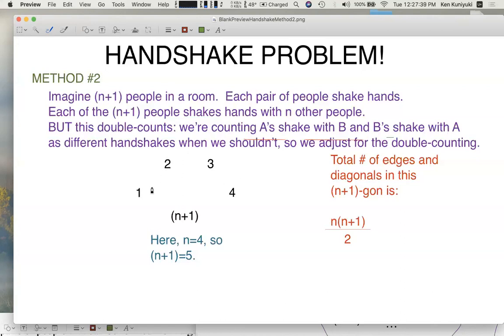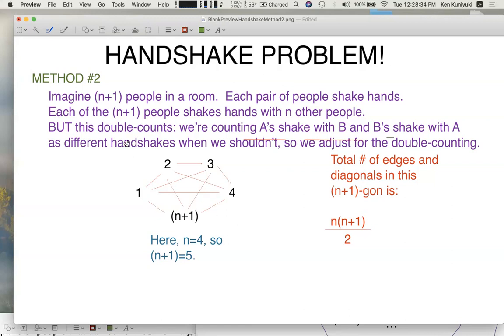So here's the deal. Person 1 shakes hands with the 4 other people in the room. Person 2, person 3, person 4, and here person 5. Okay. Person 2 shakes hands with person 1, but we don't want to double count that, right? But shakes hands with 3 and 4 and 5. Person 3 shakes hands with person 1, but we've already counted that, and person 2, but we've already counted that. Person 3 shakes hands with 4 and 5. We've already counted person 4's handshakes with 1, 2, and 3. Person 4 only shakes hands with person 5. And by the time we get to person 5, we've accounted for all the handshakes.